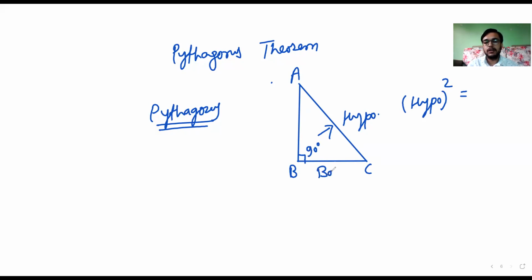If this is what we call the base and this perpendicular is called the height, then the Pythagoras theorem states that the hypotenuse square is equal to the sum of the squares of the remaining two sides. Sum means addition. The remaining two sides are base and height, so it is base square plus height square. Let us consider one more example.